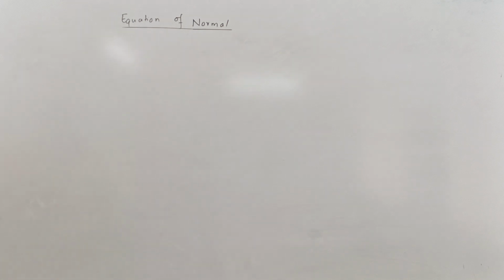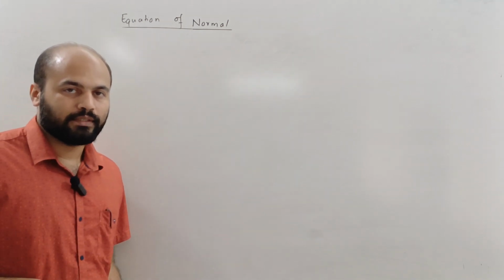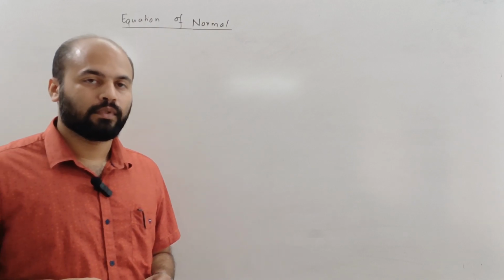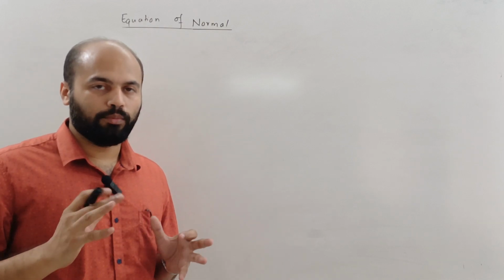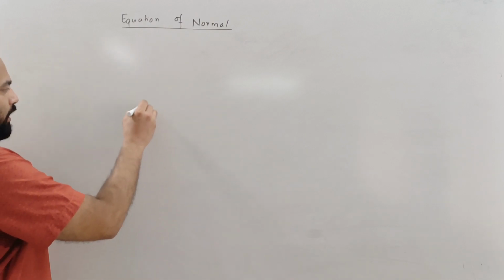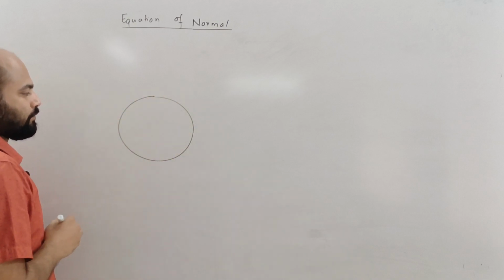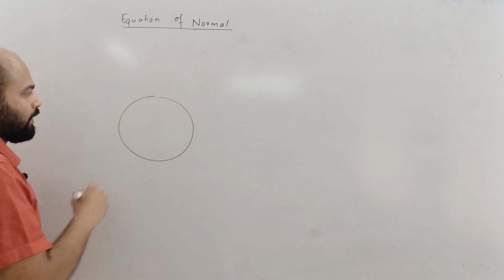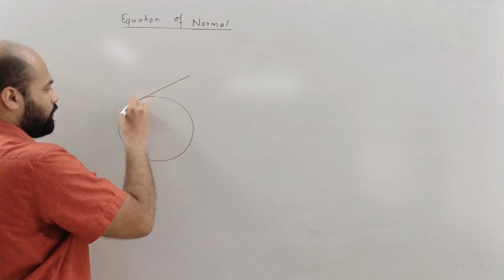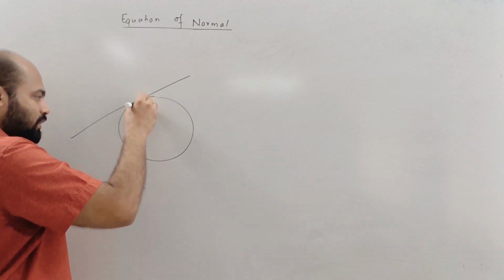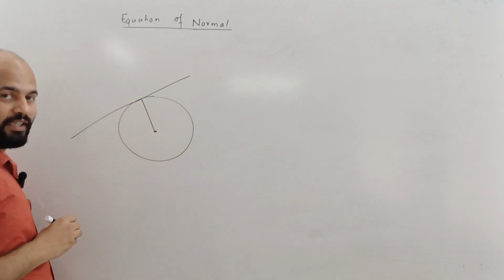Now we have spent enough time talking about the tangents. Let us spend some time having a discussion on the normals as well. So let us say that this is one circle, again, x square plus y square equals to a square, and you are drawing a tangent to this part. Now if this is the tangent, then this is definitely the normal.